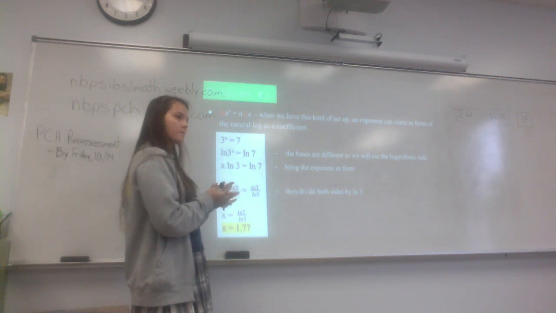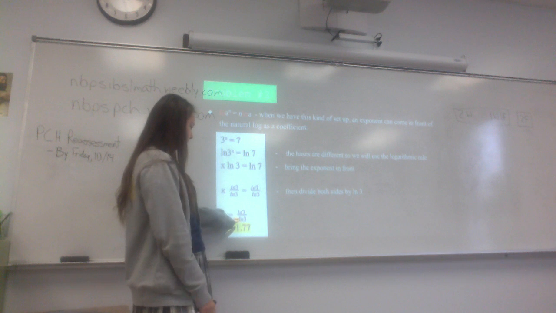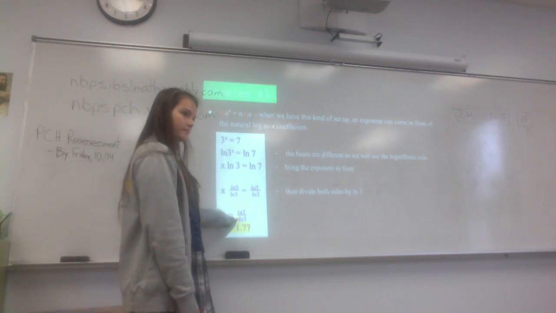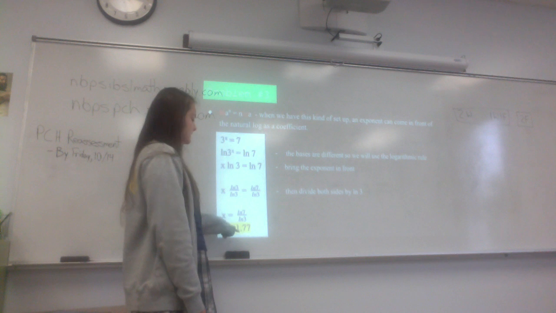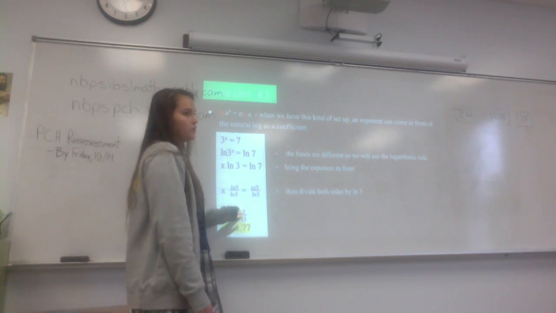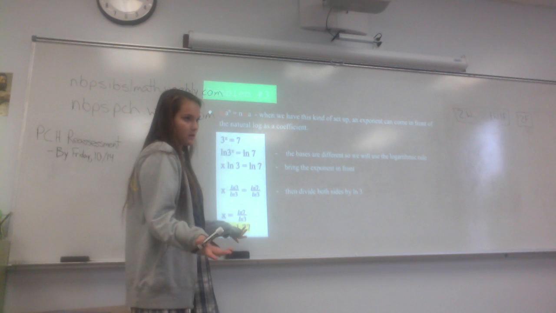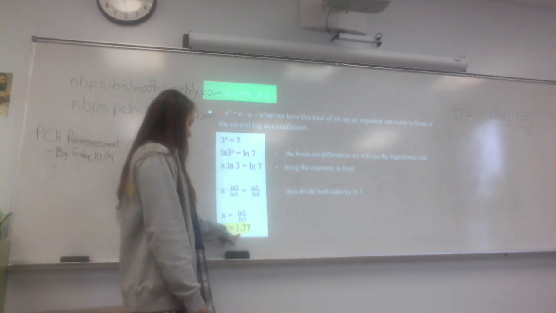If I plugged ln7 into my calculator and got a number, and then I plugged in ln3 and got a number, and then I divided that, that would be 1.77. Yes, exactly. So it's easier if you do it step by step than plugging it all in, so you avoid mistakes on the calculator. So when you plug this in, divide by ln of 3, and you'll get 1.77.